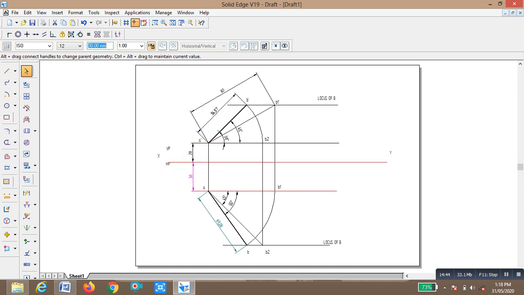So I hope you are understanding how to draw the projection of a line and find the unknown lengths of the line, that is the apparent length in the front view, the apparent length in the top view, and the apparent inclination with HP. This is the apparent inclination in the front view, and the apparent inclination in the top view.